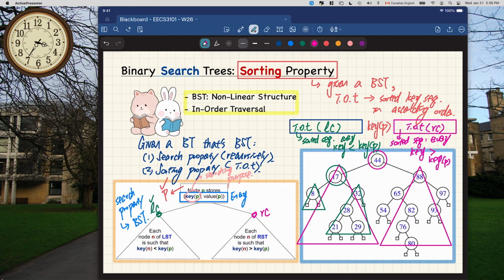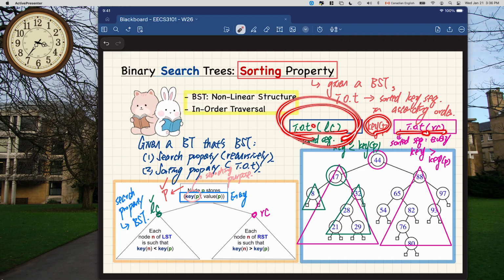By the way, we have something in the middle, and then these two are somehow sorted, and everything on one side is less than, everything on the other is larger than. It looks familiar, right? Which sorting algorithm works in a very similar way? Yeah, go ahead.